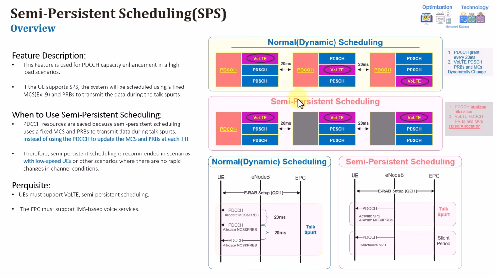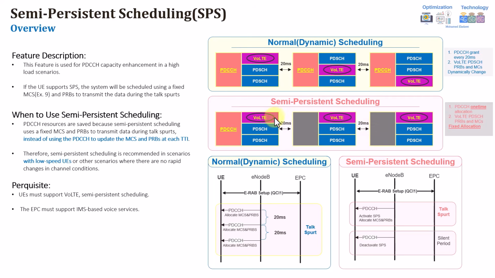While in the semi-persistent scheduling, in order to save the PDCCH, like to improve or reduce the PDCCH load, it will do the PDCCH allocation only one time. In the beginning of the call, for example, it will allocate the PDCCH, and this PDCCH will have information about, again, the PDSCH resource blocks and MCS as well, the modulation scheme. But in this case, it will be a fixed allocation.